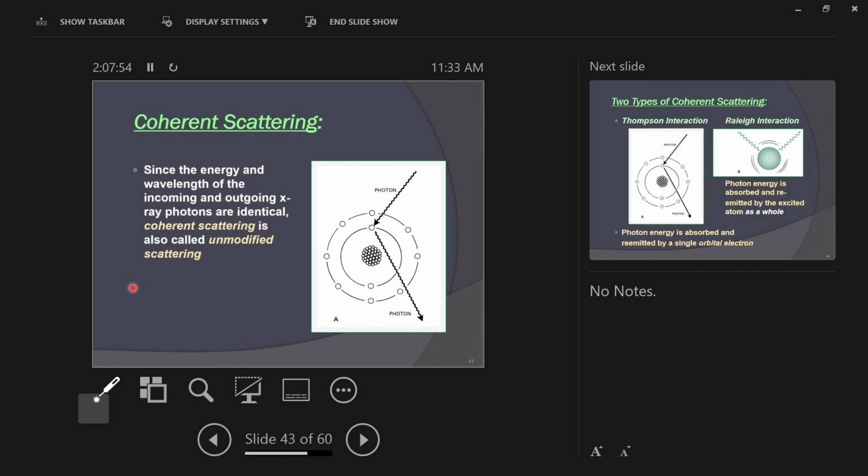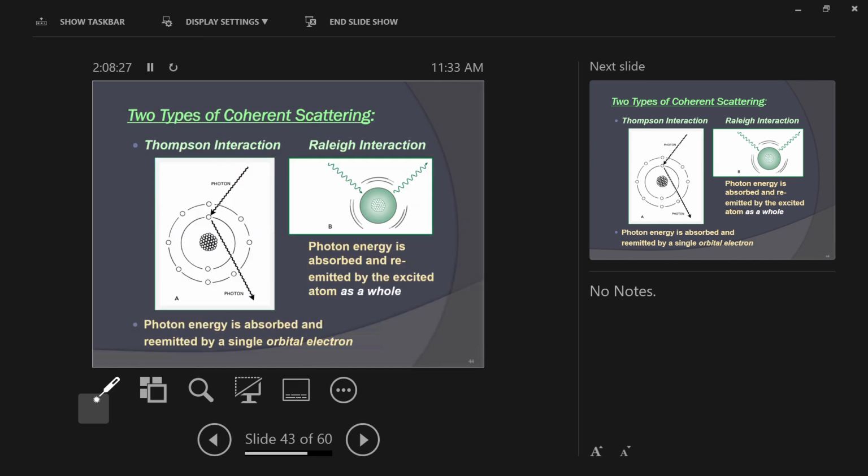Coherent scatter goes by two names, coherent scatter or unmodified scatter. Why might it be called unmodified? What is the thing that's not being modified? The new photon, right? The new photon is the same as the old photon. Why? Because the atom had to get rid of all of its energy, all that excess energy, so it re-emits the photon.